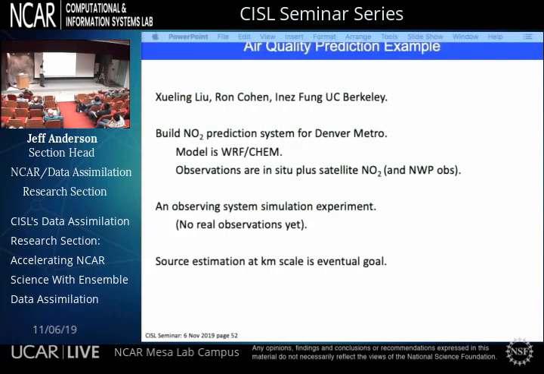The particular project I'm going to show I picked because it's in the Denver metro area. It was picked to be in the Denver metro area because there are some field projects that took place here that motivated this. But this is an observing system simulation experiment. Again, there's no real data here. It is simulated data. And the question is, if I have satellite measures of NO2 and some surface measurements of NO2, can I actually say where the NO2 is coming from? How much is being emitted where?